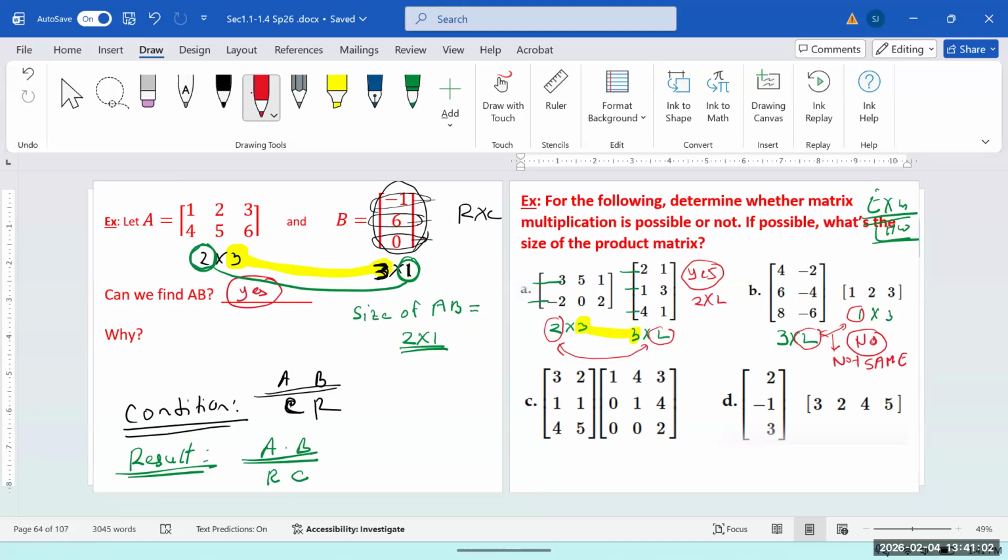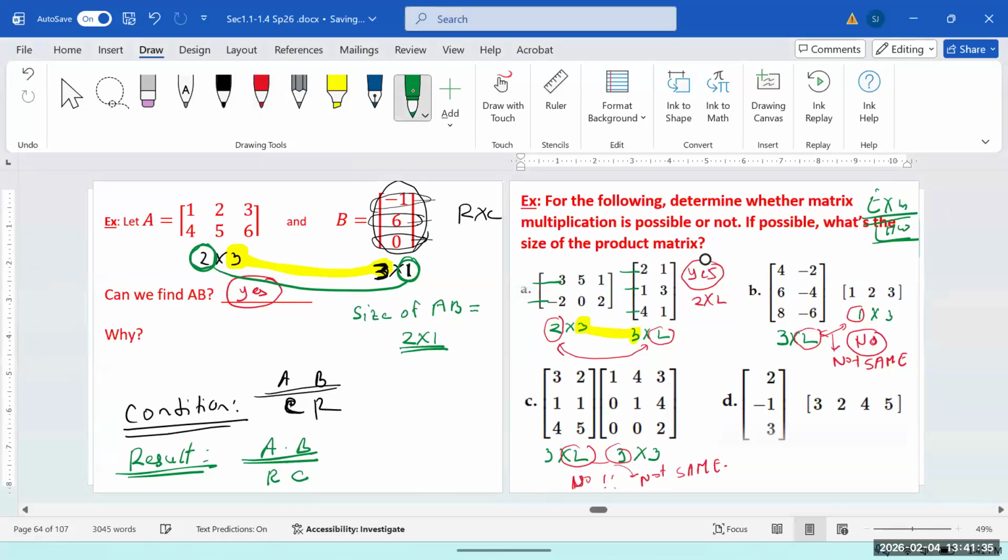Karma, go ahead. For letter C, A would be a 3 by 2, and B would be a 3 by 3. Can you multiply them? No, because the 3 and the 2 do not match. Perfect, not the same. Thank you, Karma. Rayad, go ahead, the next one.